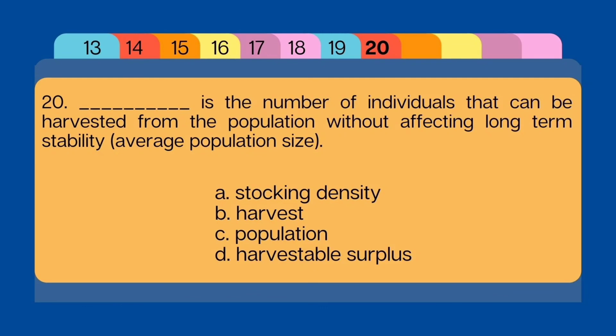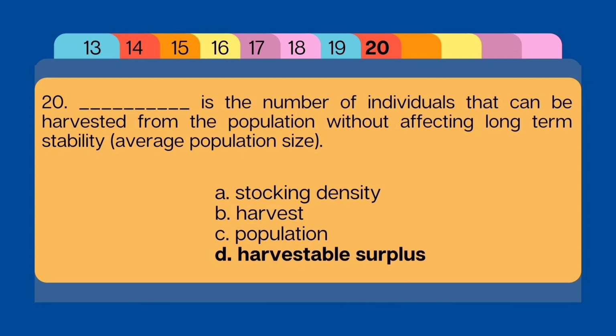Lastly, number 20. Blank is the number of individuals that can be harvested from the population without affecting long-term stability. A. Stacking density. B. Harvest. C. Population. Or D. Harvestable surplus. And the answer is D.